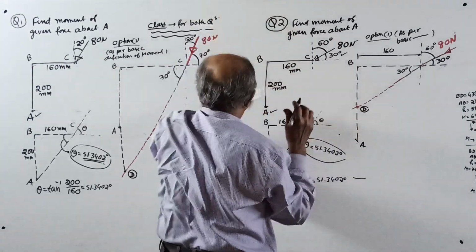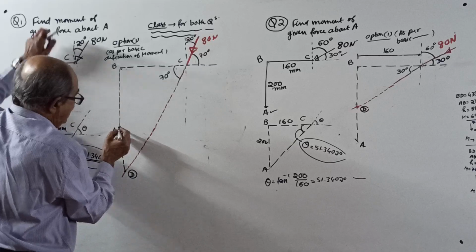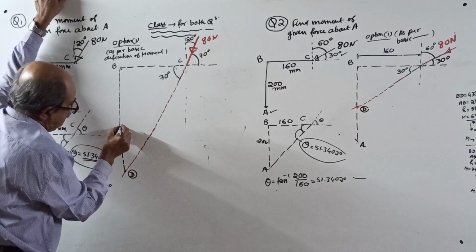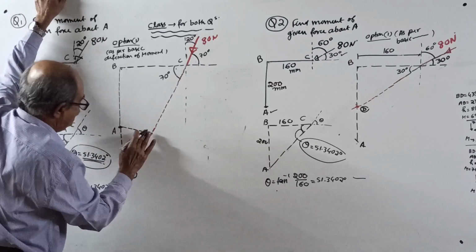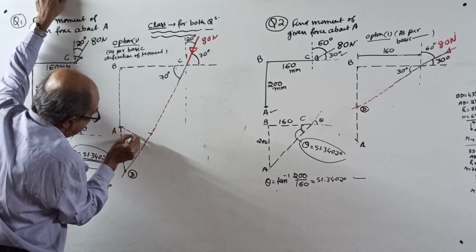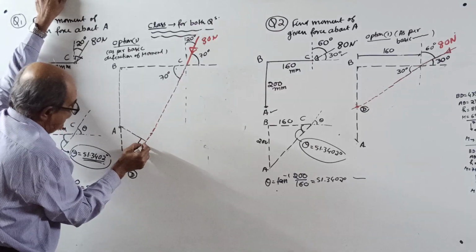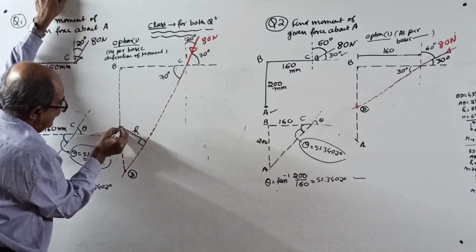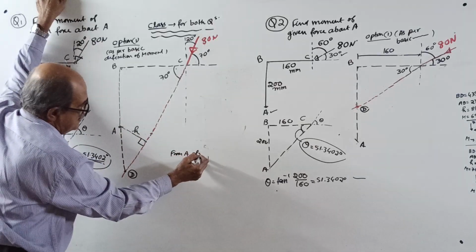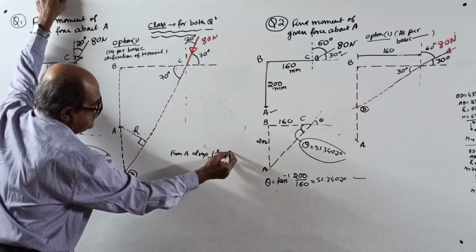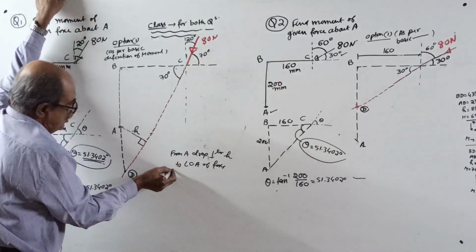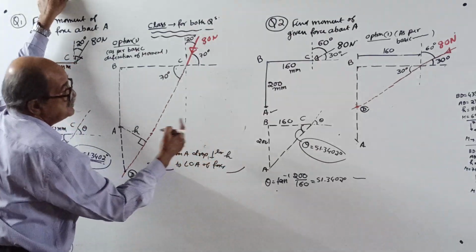Okay, now do one thing. From the point A, drop perpendicular H. This should be perpendicular. Okay, done. From A, drop perpendicular H to the line of action of force. This statement you have to write for both questions.